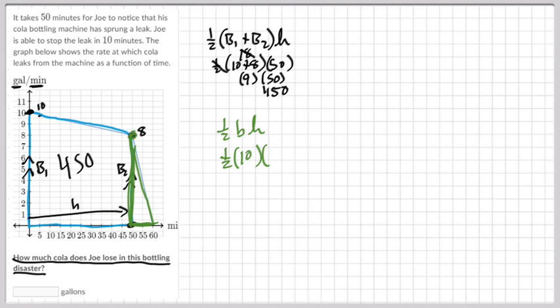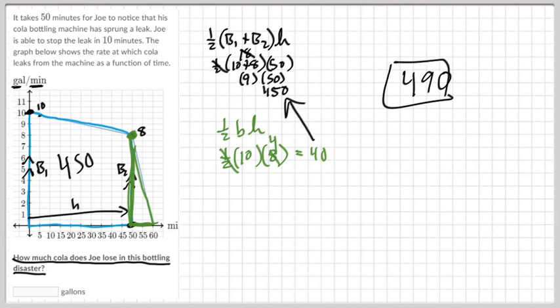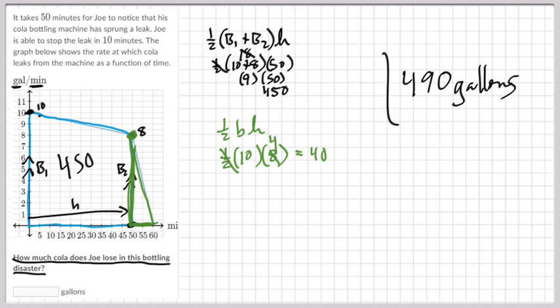What was this number again right here? That was 8. So I do half of 8, then we get 40. And so our answer is 490. So you add this to that, and 490 what? Gallons. That's a lot of gallons. That's how much cola they lost. That's a cola factory.